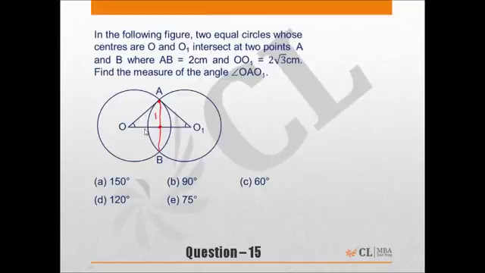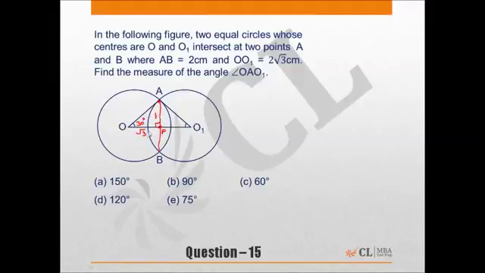So this is 2 root 3, so let's take this point as P. So OP will be root 3 because OO1 is 2 root 3. And we need to find out the angle OAO1. So if this is 1, this is root 3. So 1 by root 3, it should be tan 30.